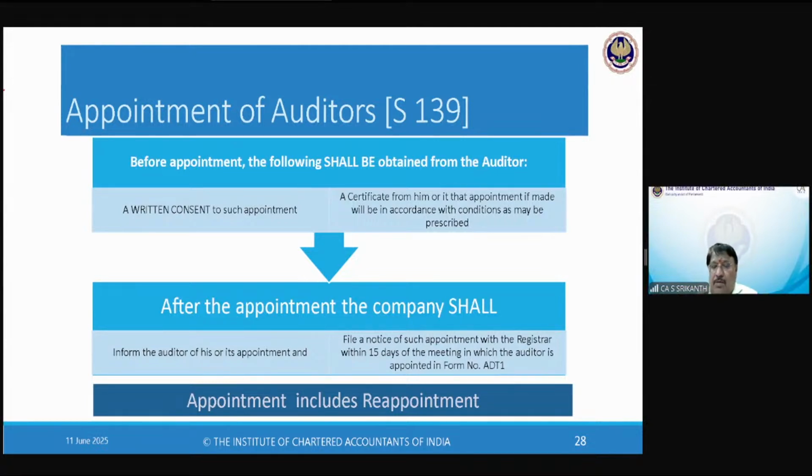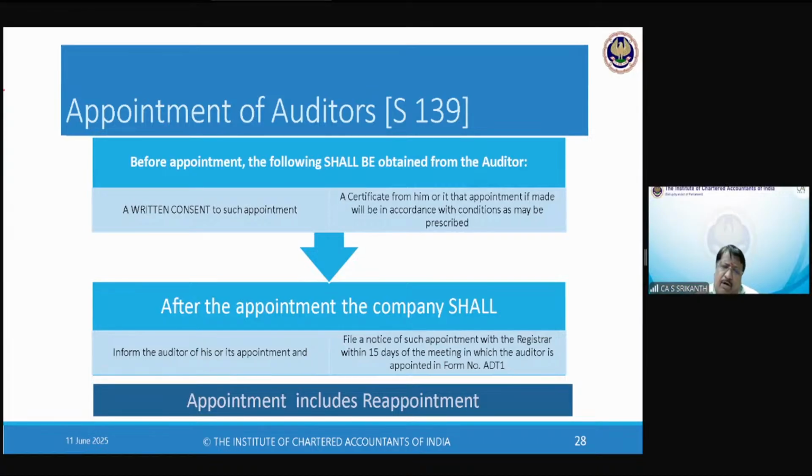This is before the appointment. This is for all appointments, whether by the board of directors or by CAG or by the AGM. It is the duty of the board. The company secretary has to do all this. Send a mail asking for written consent. Usually now it's done by mail, not letters. Then a certificate. Then put that in the file. Then call for the meeting, board or general or whatever. Appoint the auditor. Then after the appointment, send a letter to him saying you have been appointed.